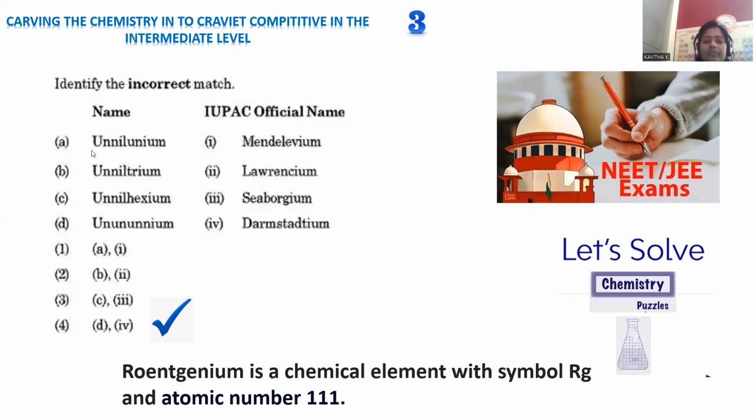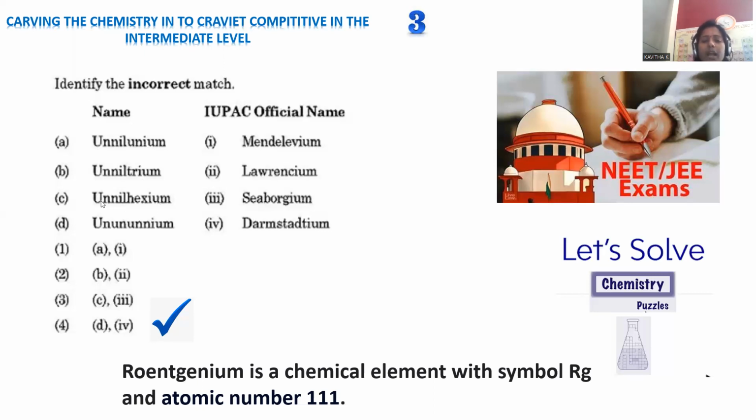Unnilunium. Un means 1, nil means 0, unium means 1, meaning the atomic number of the given element will be 101. If the element name is unnilunium, 101, it is denoted as Mendelevium. This is the correct one. Unniltrium. Un means 1, nil means 0, trium means 3: 103. If the element's atomic number is 103, that is designated as Lawrencium. This is also a correct mapping.